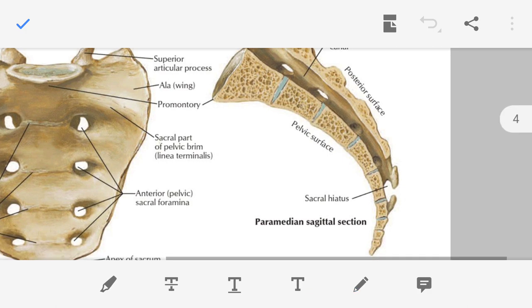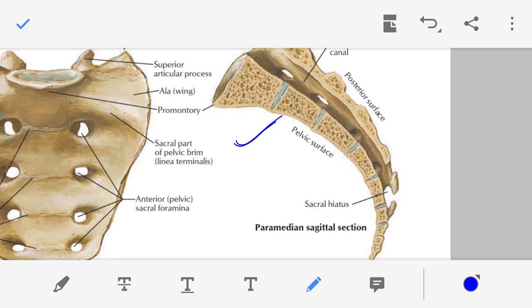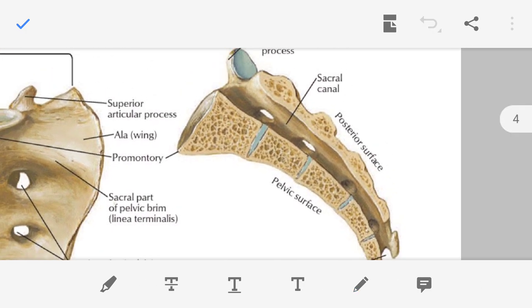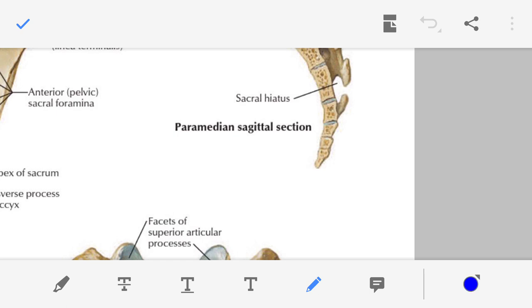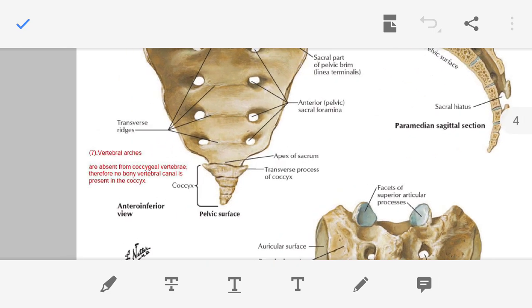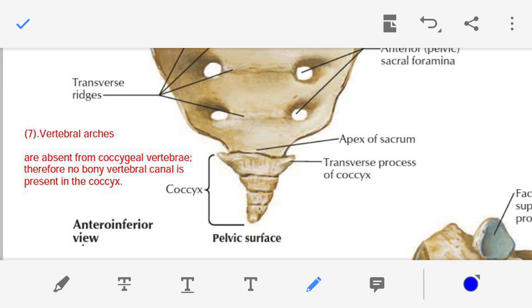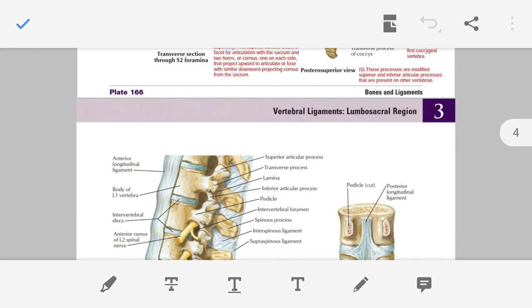this is the sacrum. We are viewing the sacrum laterally. This is the lateral view of the sacrum, and as you can see, the sacral canal is present in the sacrum. But see, this is the coccyx, and the coccyx is made up of four small vertebrae, or we can say only four small bones are present. So that's why the vertebral canal is not present in the coccyx. So this is the meaning of the seventh point. Now moving on to the eighth point.